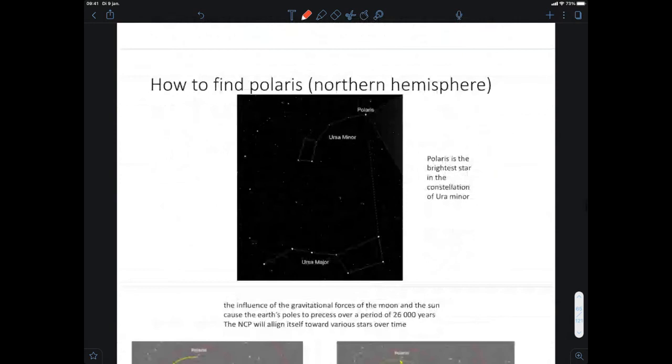Now, how can we find Polaris? We also know that Polaris is the brightest star of Ursa Minor. I forgot my S there. So what do you need to do? If you have Ursa Major that you know, you take these two stars here, you take 5 times the distance, and then you will find Polaris.